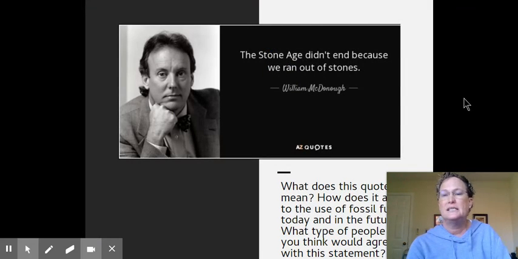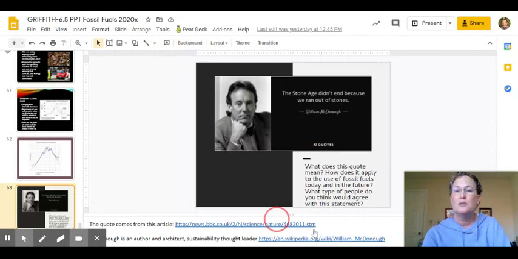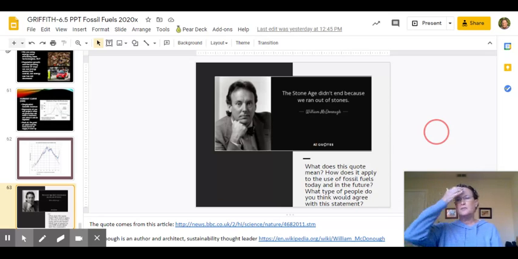All right, so this is a quote for us to look at, to think about. So this quote came from this article, and I wanted us all to think about it. So we're going to talk about this in class later. So the Stone Age didn't end because we ran out of stones. So write that quote down. And what does this quote mean? How does it apply to the use of fossil fuels today and in the future? And what type of people do you think would agree with this statement? So think about that. The Stone Age didn't end because we ran out of stones.